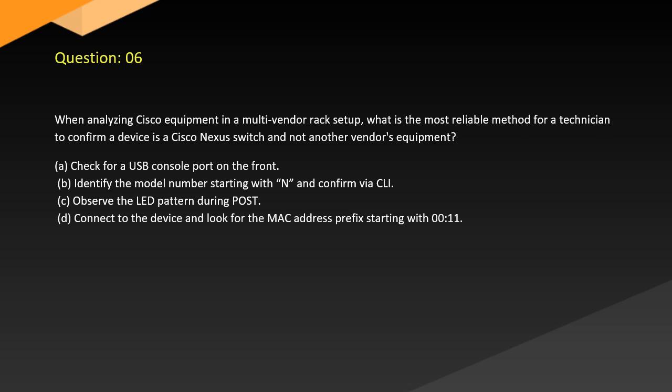Question 6. When analyzing Cisco equipment in a multi-vendor rack setup, what is the most reliable method for a technician to confirm a device is a Cisco Nexus switch and not another vendor's equipment? A. Check for USB console port on the front. B. Identify the model number starting with N and confirm via CLI. C. Observe the LED pattern during POST. D. Connect to the device and look for the MAC address prefix starting with 01.